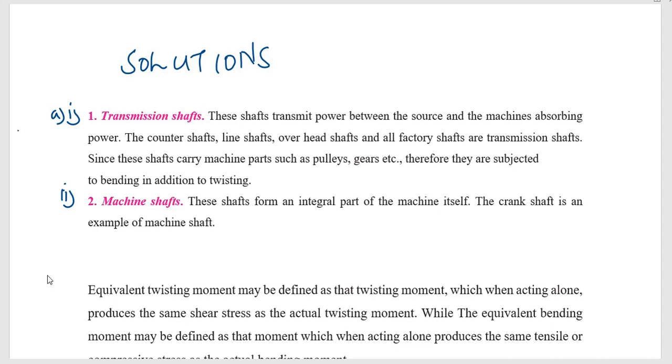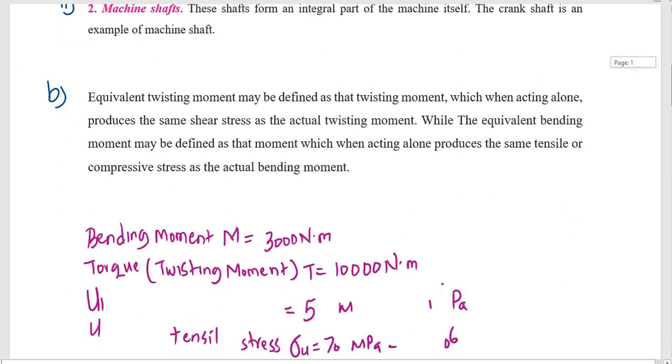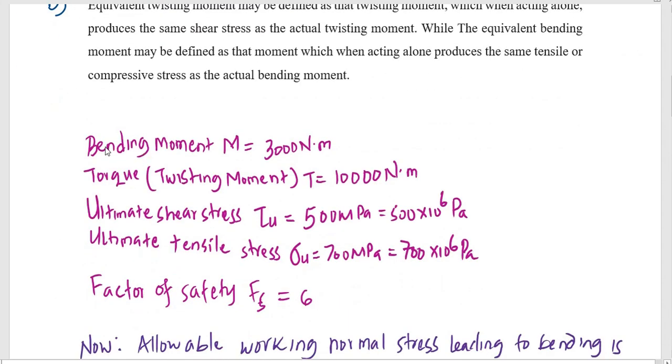Now let us look at differentiating between equivalent twisting moment and equivalent bending moment. Equivalent twisting moment is defined as that twisting moment which, when acting alone, produces the same shear stress as the actual twisting moment, while the equivalent bending moment is defined as that moment which, when acting alone, produces the same tensile or compressive stress as the actual bending moment. Let us look at part C of this particular number.